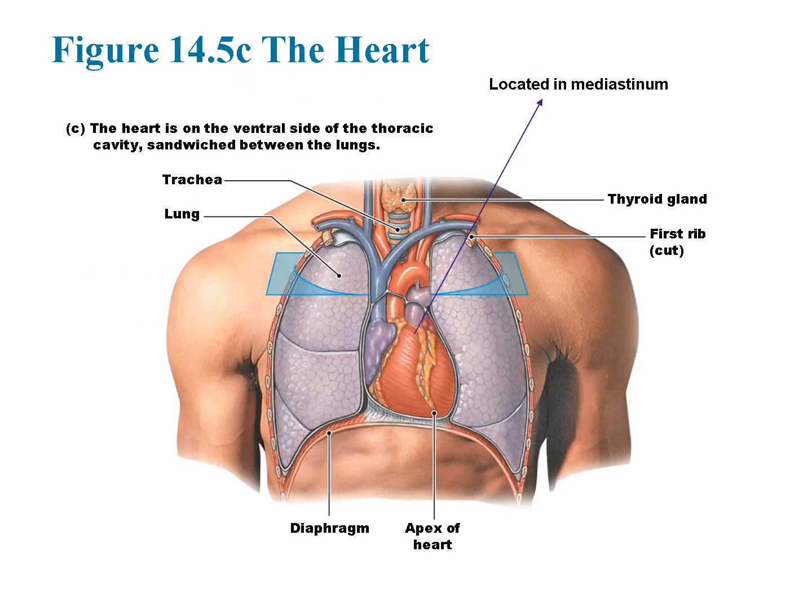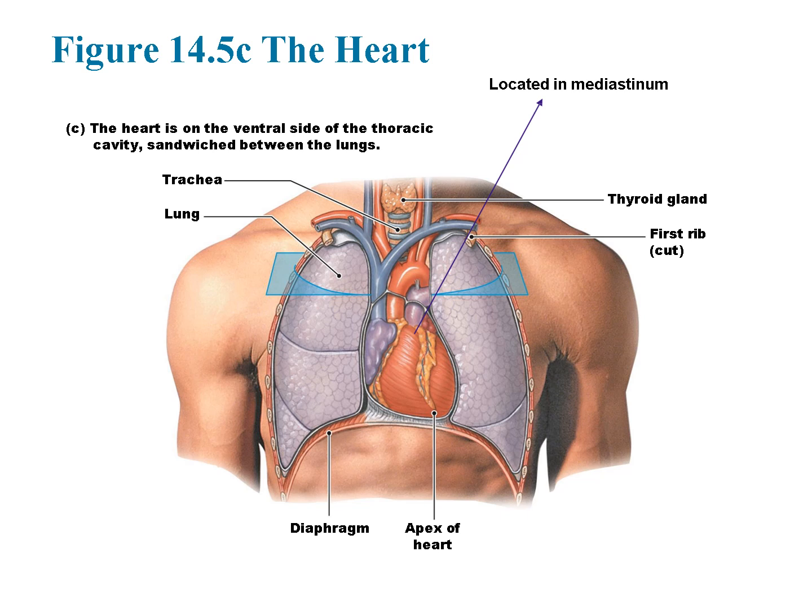The heart is centrally located within the thoracic cavity, specifically within a region called the mediastinum. It is positioned on the ventral side of the thorax, nestled between the lungs and above the diaphragm. Several anatomical structures surround and support the heart. The trachea, or windpipe, lies superior to the heart and serves as the airway for respiration. The thyroid gland, located near the trachea, plays a role in hormone regulation and metabolism.